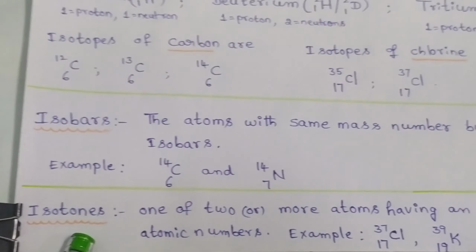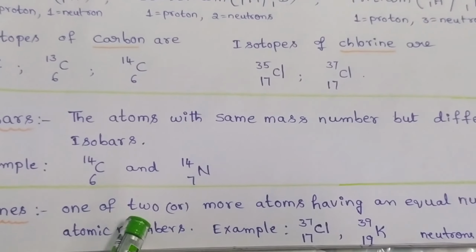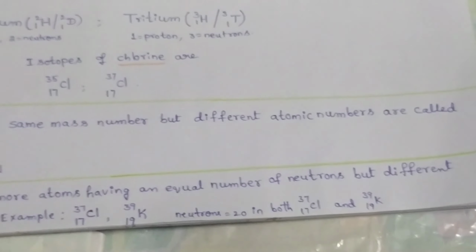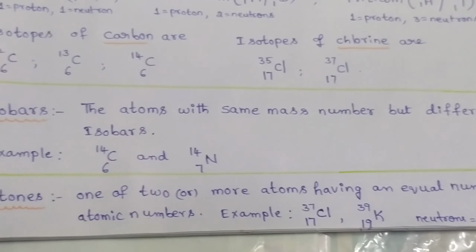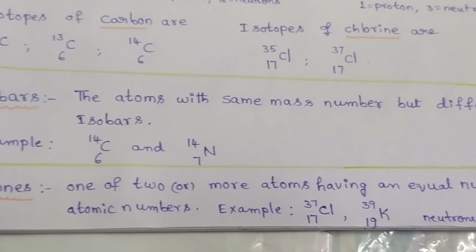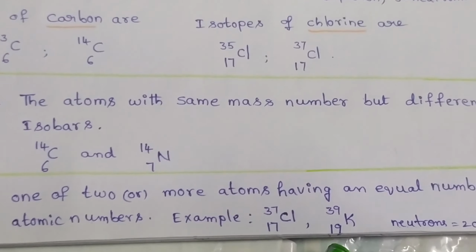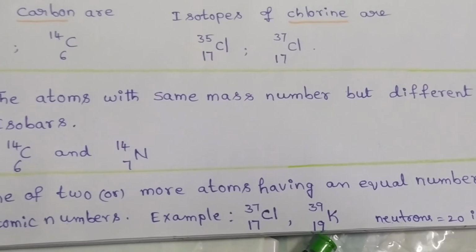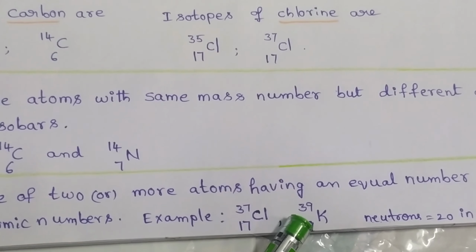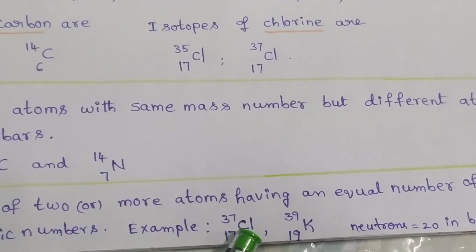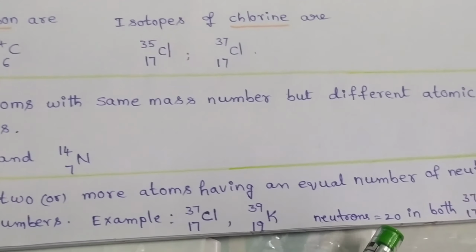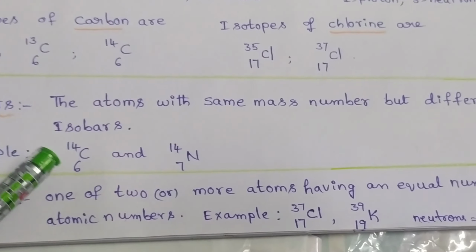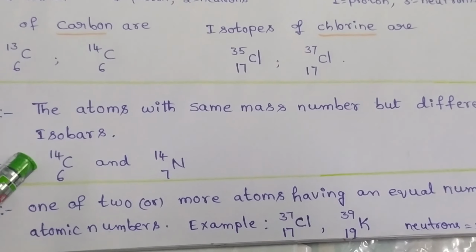Now we discuss isotones. What is meant by isotones? When two or more atoms having an equal number of neutrons but different atomic numbers are called isotones. Example, chlorine 1737, potassium 1939. When we observe these two atoms, their atomic numbers and mass numbers are different, but the total number of neutrons in chlorine and potassium is the same, that is equal to 20. That means in isotones, different atoms have the same number of neutrons.